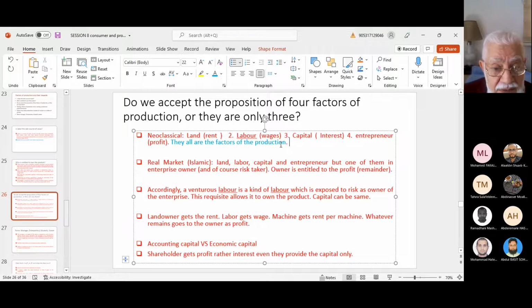and all other elements deserve a prefixed, predetermined return as a price of their factor. Take another example.